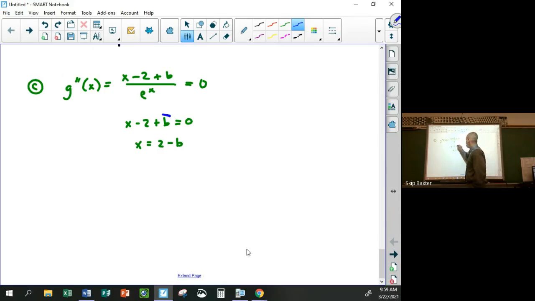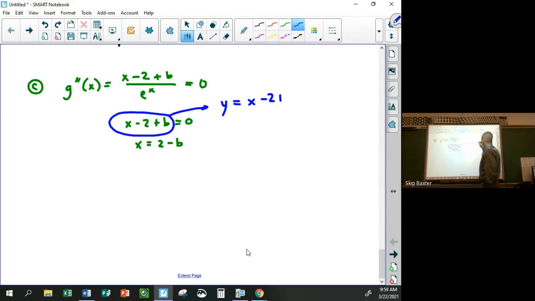Think of this function right here, y equals x minus 2 plus b. I could write this as x minus 2 minus b. The reason why I wanted to write it this way is because now it's just the equation of a line. It's a line of slope 1, and the y-intercept is negative 2 minus b.